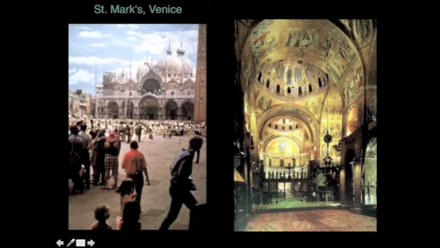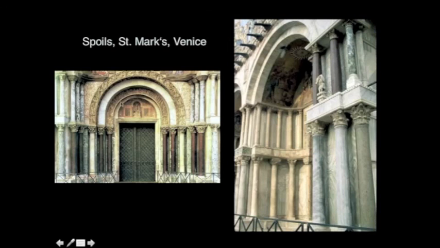Mark's. And that is this denial of the material presence of surface in favor of the creation of this luminous field of pattern and ornament. And the facade of St. Mark's is pretty amazing because it makes explicit use of spoils.